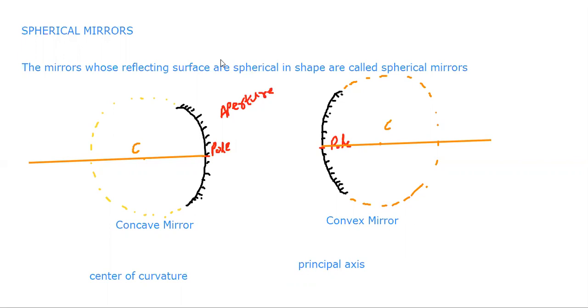The distance between the pole and the center of curvature, it is like the radius of a circle. It is denoted by capital R and is called the radius of curvature, right? Similarly, for the convex mirror also we have a radius of curvature, that is capital R. So the terms that we have learned till now are pole, center of curvature, radius of curvature, and principal axis.